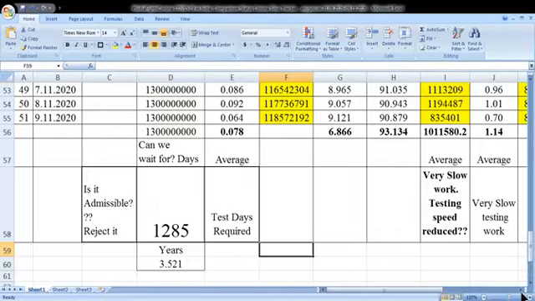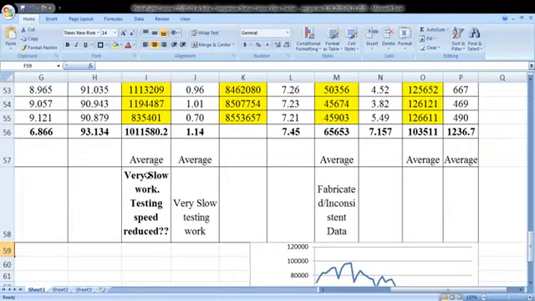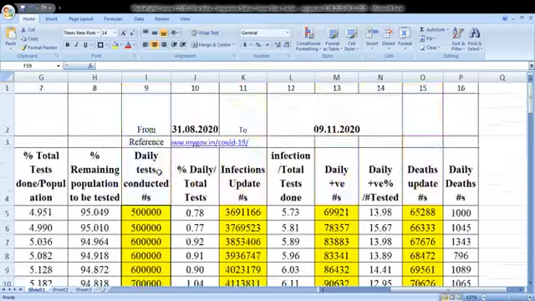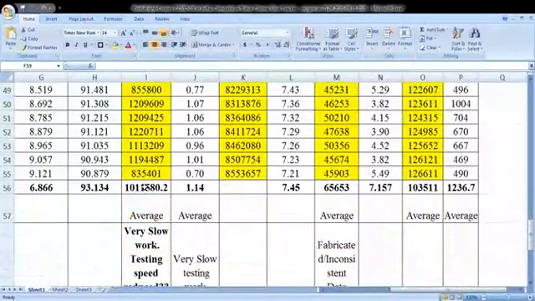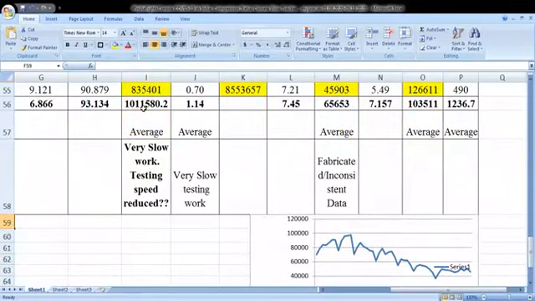Now what I'm saying is that this is very slow. This is daily tests conducted. This data says the total average here is 10,11,580 till today per day. Though there's variation, the average is around 1 million, and the testing speed is very slow, and it has actually been reduced, with very slow testing work and fabricated inconsistent data.